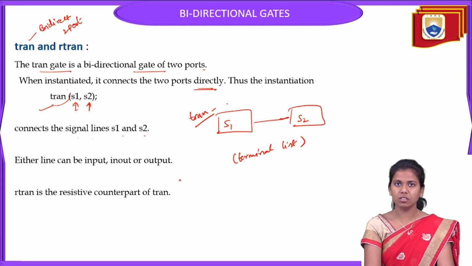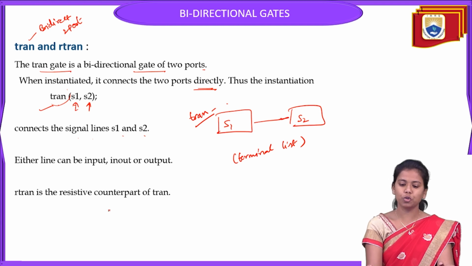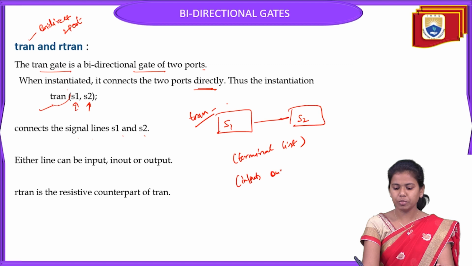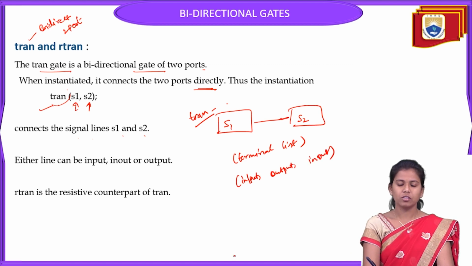When it comes to the connection, we are saying that this Tran can be connected to two signal lines, S1 and S2, directly without any intervention of any other element. This Tran gate can connect two signals directly. So the connection, this signal line, could be either input, output or in-out. In the instantiation, in the terminal list, this is how we will represent it.